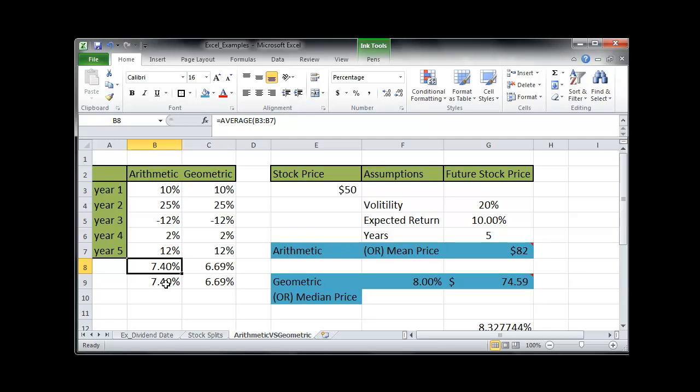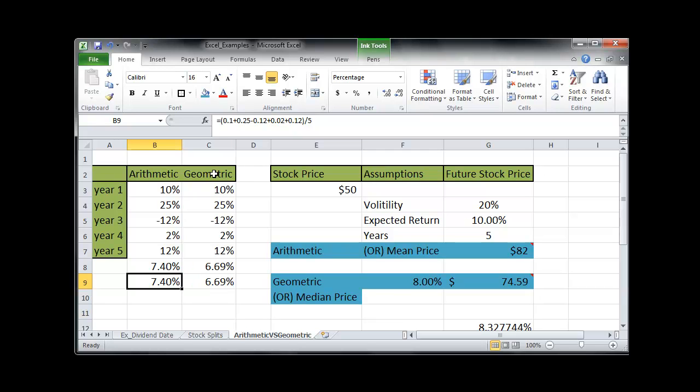Now what did equals average do? Well, equals average did this right here. And if you take a look at it, all this did was take each of them, the 0.1, the 0.25, the negative 0.12, 0.02, and the 0.12, added them all up and divided by the number of periods here, which was 5 periods. And you can see I did it both using Excel and longhand.